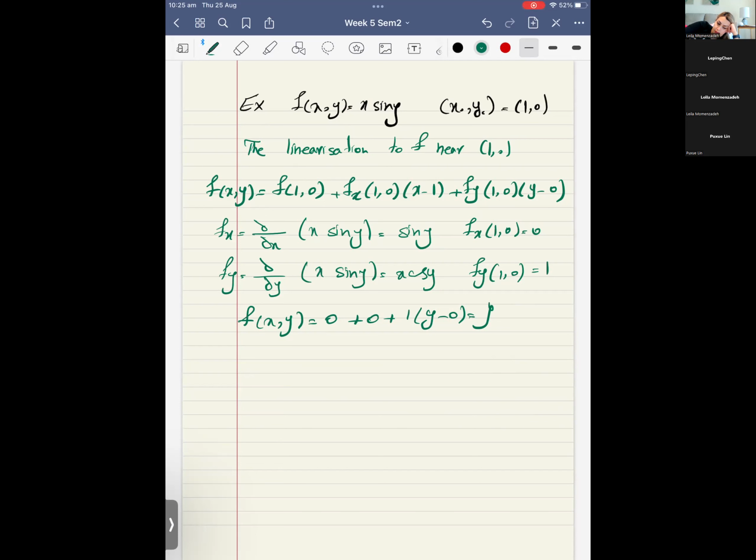Okay, let's see other things that we can do today. Okay, critical points of a function of two variables. Let's see how we can find the critical points.